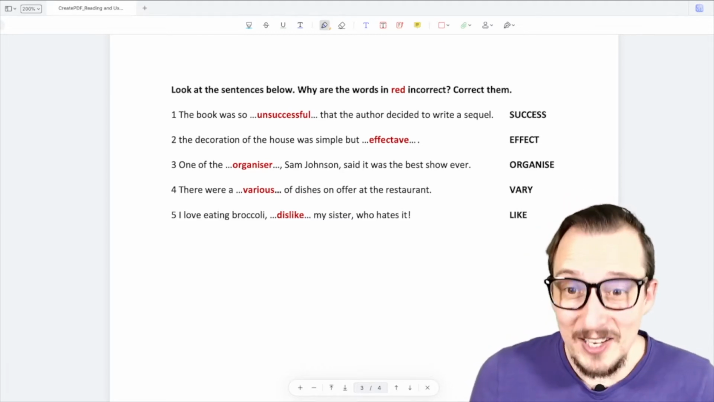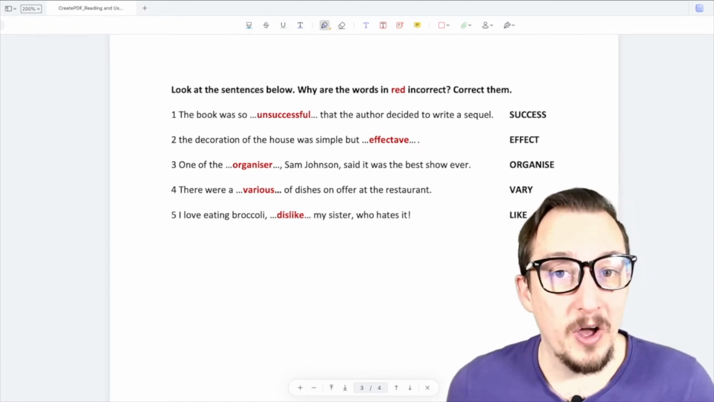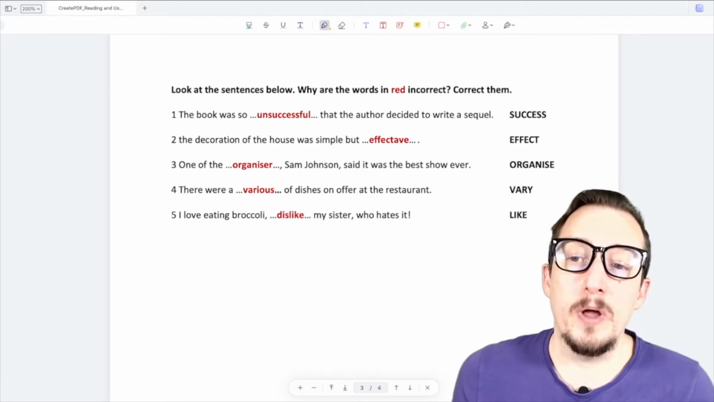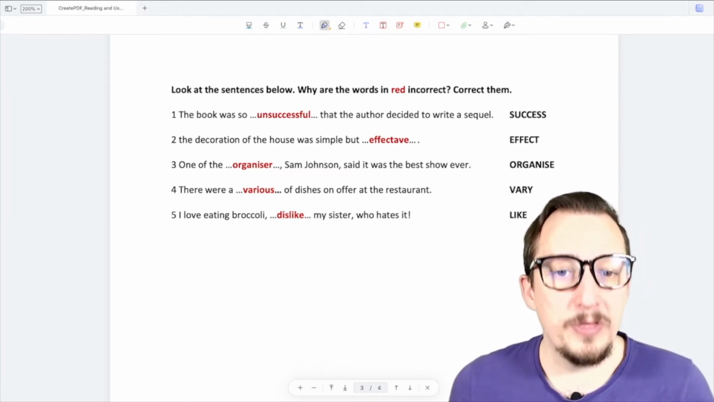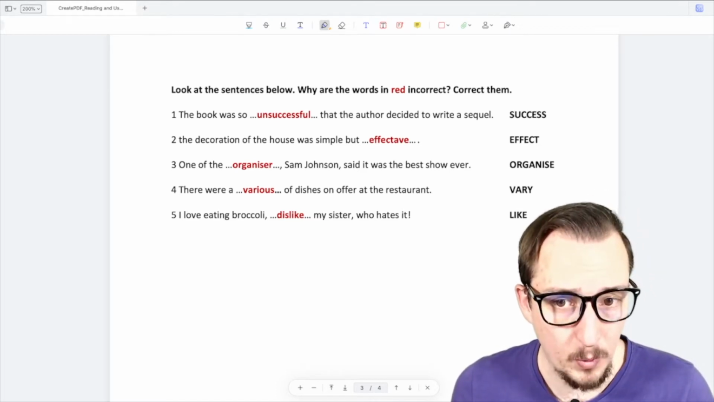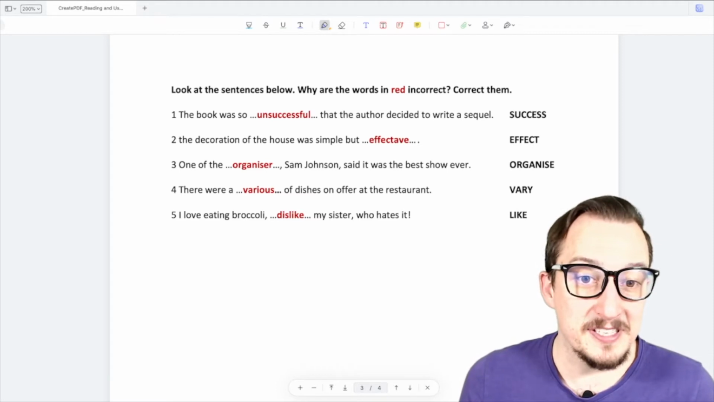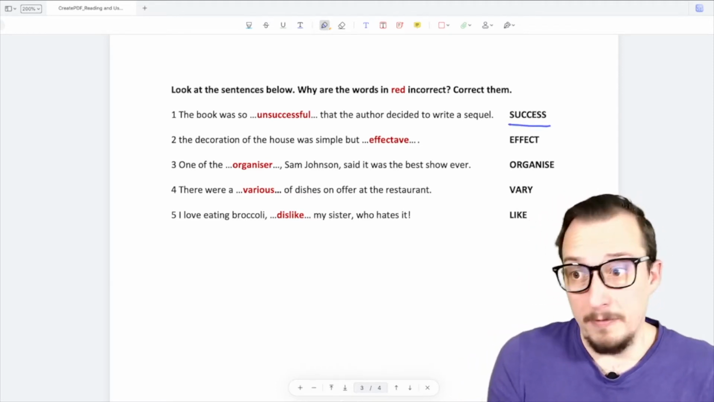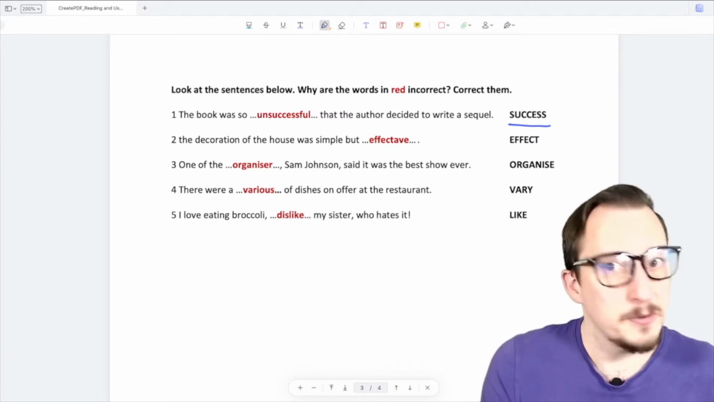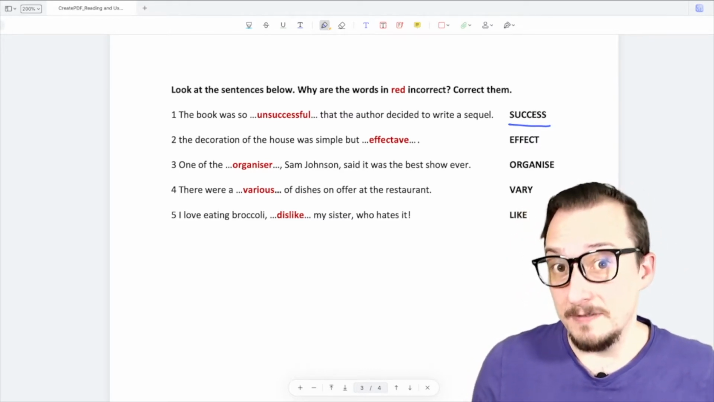Okay, so let's take a look then at each sentence and work out why each word is incorrect. So sentence 1 reads, the book was so unsuccessful that the author decided to write a sequel. Now, we've got the word unsuccessful and the stem word is success. So yeah, unsuccessful is a form of the word success. So that's okay. But the problem is that unsuccessful doesn't fit the sentence.